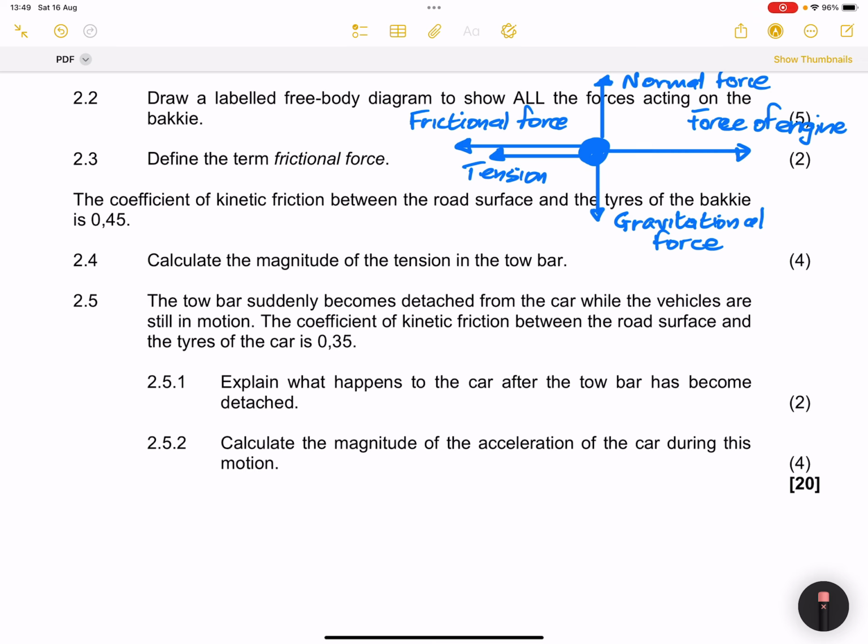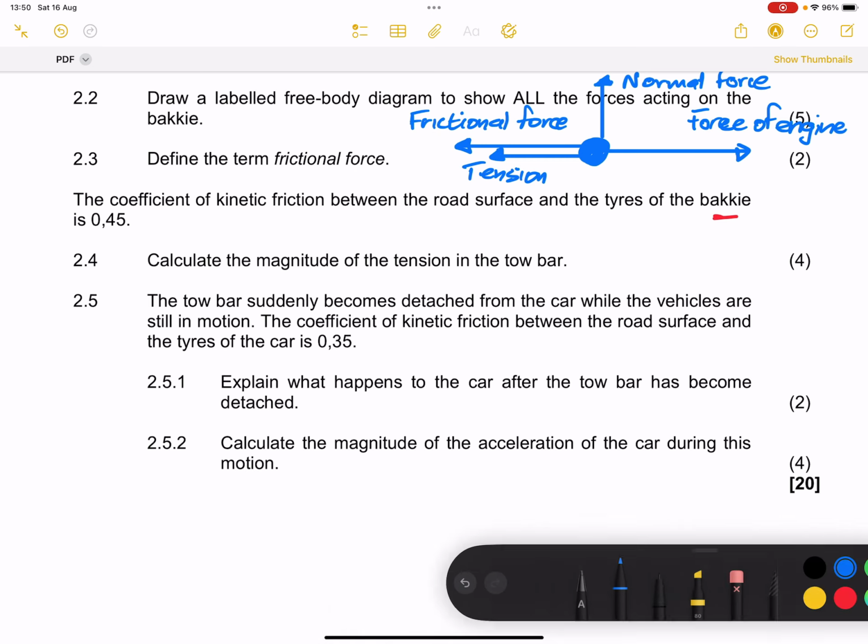Okay, now let's go to the next point. They say to us the coefficient of kinetic friction between the road surface and the tires of the Bucky is 0.45. They say calculate the magnitude of the tension in the tow bar. All right, now let's go for it, guys.